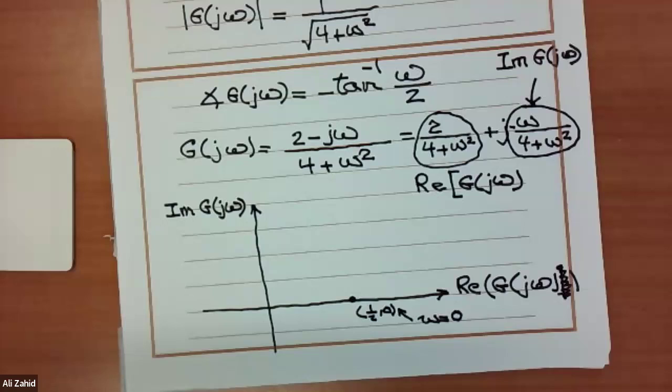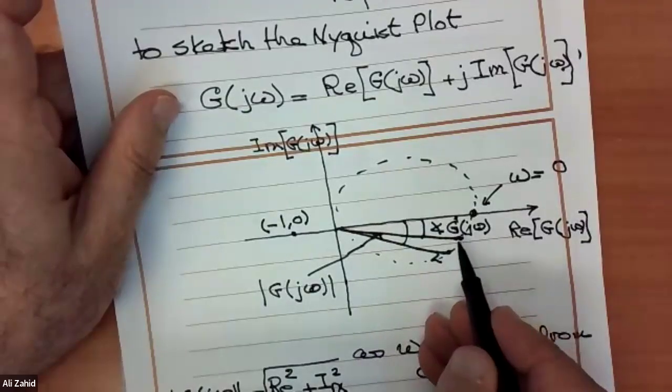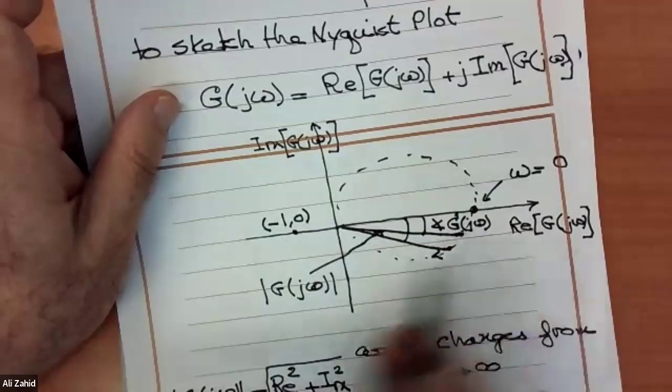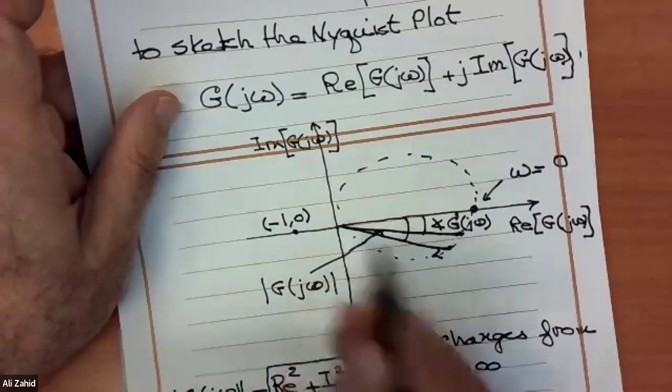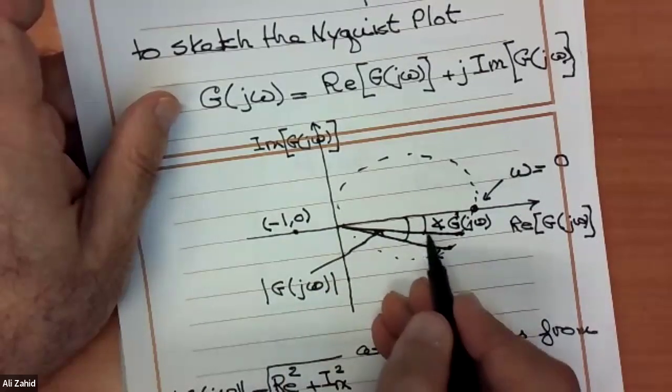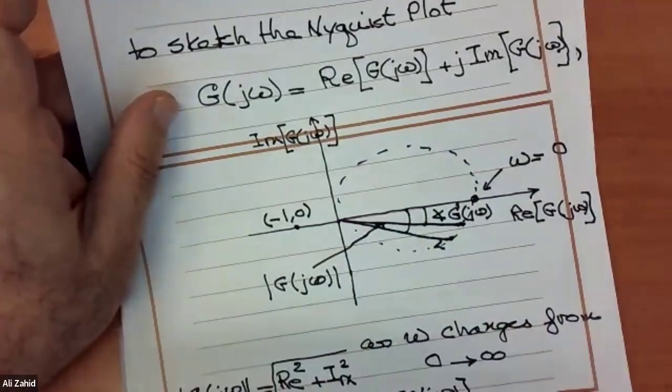Did you get it? Remember, on the curve, one more time, what is going to change? This is the curve. What is going to change as you move along the curve? Omega. And at any omega, the length of the vector to the origin is the magnitude, and the phase angle that the vector makes with the positive real axis is the phase. Did you get it?